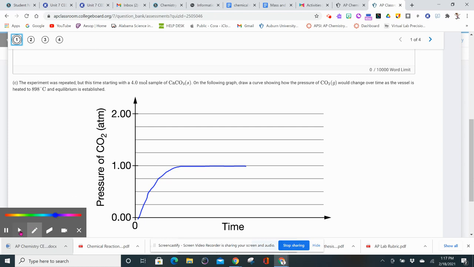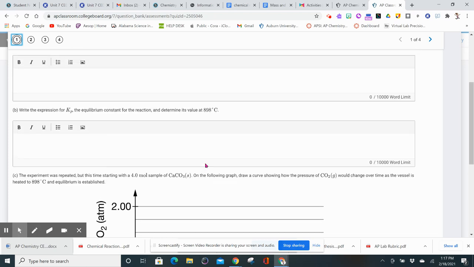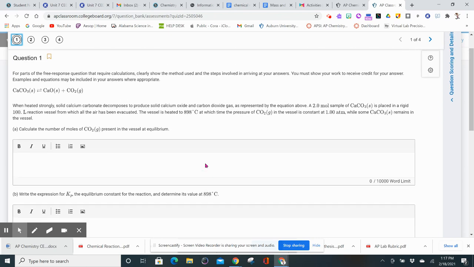Because if you go back to the original problem up here, it tells us that our vessel is at a constant 1 atmosphere pressure. So we're not changing the pressure of this gas. It doesn't change pressure. That means you're only going to make that certain amount of CO2, and that's it, regardless of the amount of solid that you start with, because our equilibrium constant is only dependent on the pressure of the CO2. That's it.